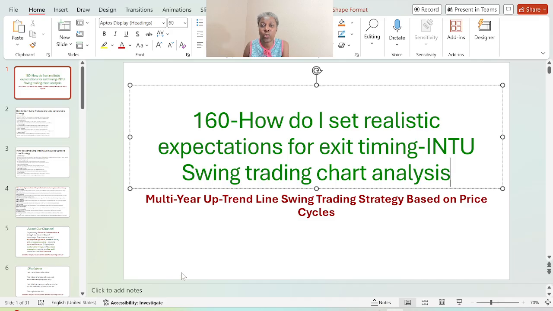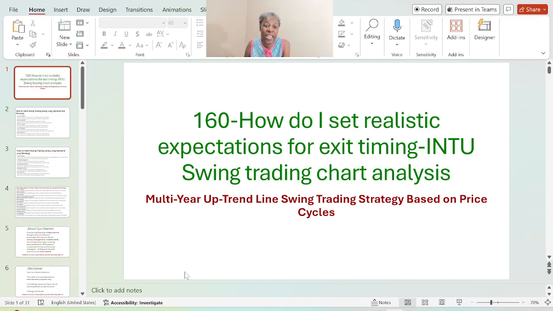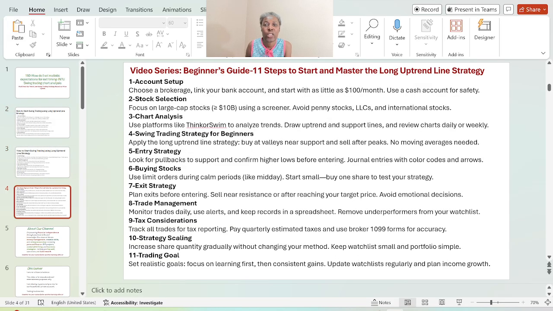Based on the strategy you use, how do you set a realistic expectation to sell your stocks after you purchase them?